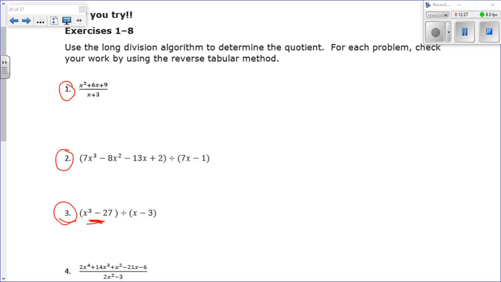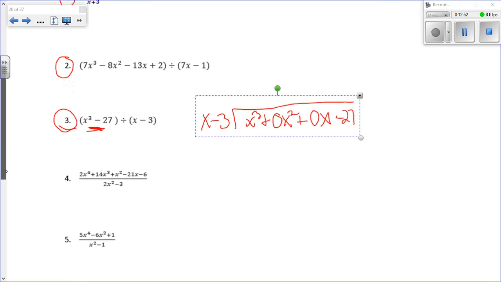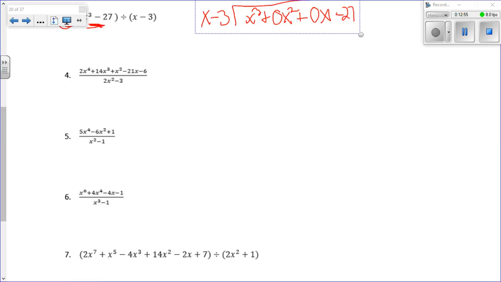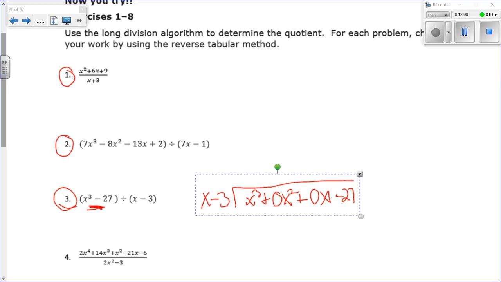So that one will look like x minus 3 divided by x cubed plus the x squared term is missing, so 0x squared plus the x term is missing, 0x minus 27. So that's what it's actually going to look like when I go ahead and set up my long division. All right. I'm going to not assign you anything else right now. I just want you to try those 3 on your own before class, and then we will go over them.